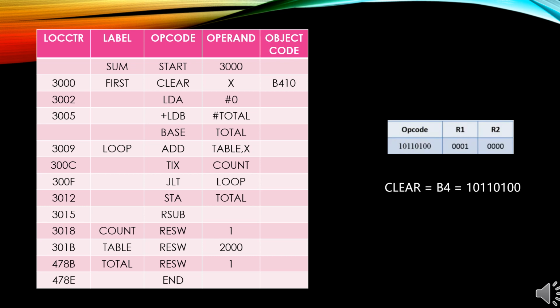Here we have the first instruction, that is CLEAR X. The label is FIRST, opcode is CLEAR, and operand is X. CLEAR is a type 2 instruction, so we have opcode, R1 and R2. R1 and R2 are two registers of 4 bits each. So the opcode for CLEAR instruction is B4, which is 10110100 in binary, and the object code for this instruction is B410, as you can see.